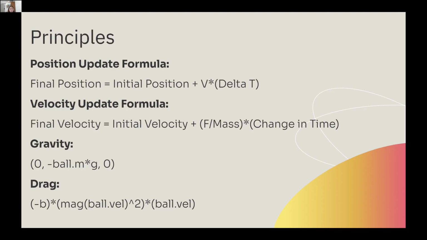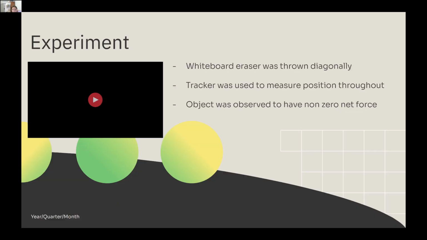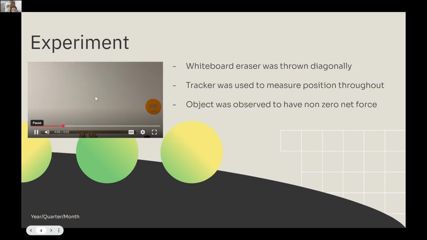The principles that we used in this experiment were the position update formula, velocity update formula, gravity, and drag, all of which can be derived from the momentum principle and Newton's second law, F equals ma. The experiment, as I just went over, was just us throwing a whiteboard eraser, and we used a meter stick as the calibration marker so that we could accurately measure everything.